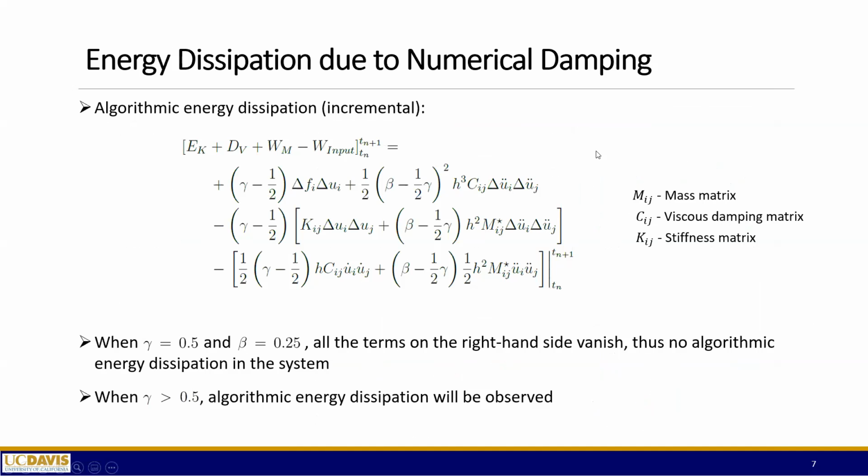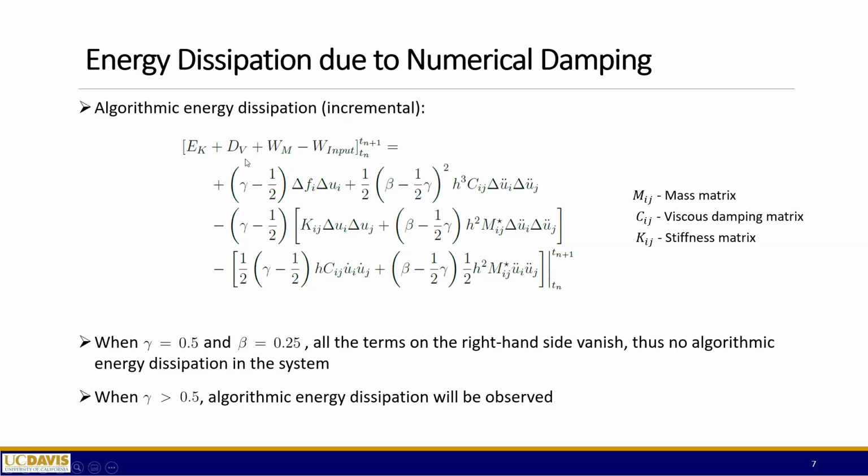Okay, so once we confirm that the energy conservation is achieved or the simulation is numerically stable, we can look more into the energy dissipation feature for the Newmark algorithm. So here is a theoretical equation that was derived by Professor Steen Crank. So here is the algorithmic energy dissipation incrementally for a certain time step.